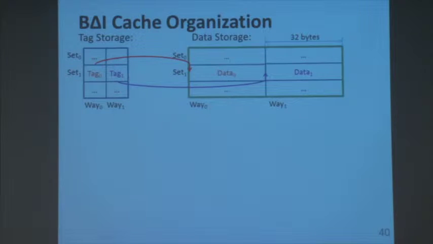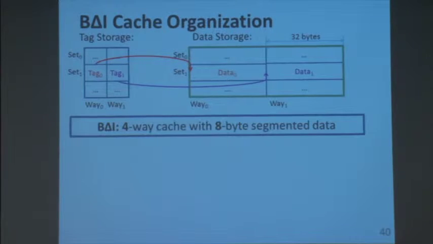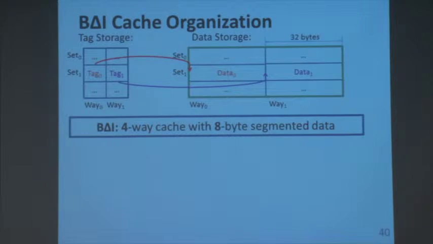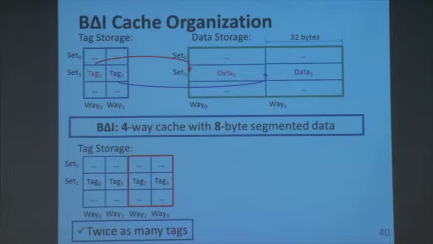In order to get a benefit of compression, I need more flexibility in my data storage. So for the corresponding BDI design, we need more ways. We need more tag storage. Why? At least twice. The reason is that I need more pointers. If I make my cache lines smaller, I still want to keep them in the smaller space, but I need more pointers to that data because the elements are now smaller. Is it clear to everyone? So that's unavoidable. All compression schemes somehow need to have more space in tag storage because you need to have more pointers to the data.